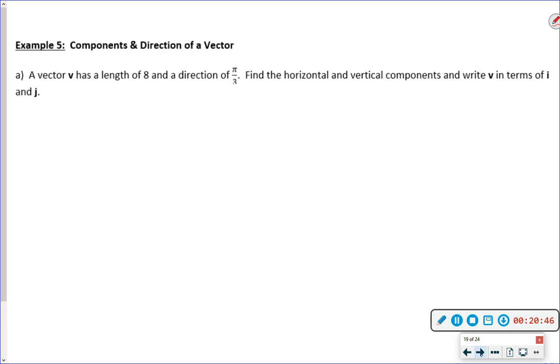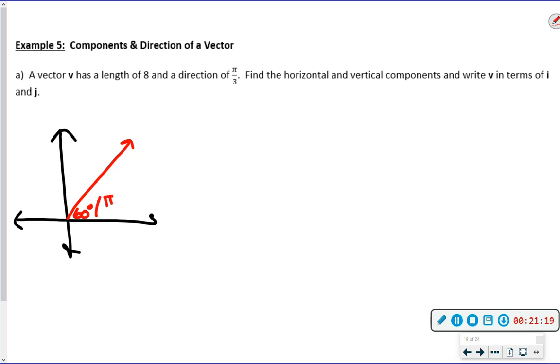Now, let's say we're on a quiz, we're on a test, and we think, holy cow, I totally forgot this. We should be able to think our way through it. Vector has a length of 8, direction of pi over 3. So let's say I totally blanked, because of course math, pattern, common sense, we got it. I'm thinking, okay, pi over 3. How many degrees is pi over 3? 60. I'm not going to get my protractor out and measure, I'm just going to ballpark it. 60 degrees, or pi over 3. And our magnitude, 8, is the length of the vector. So they are asking you for the horizontal and the vertical.